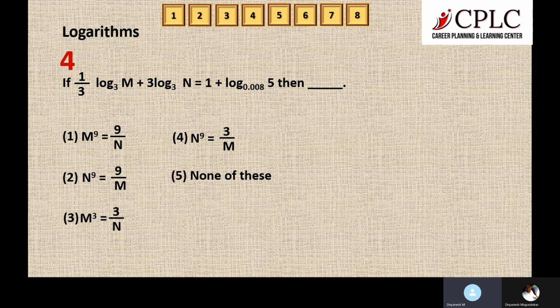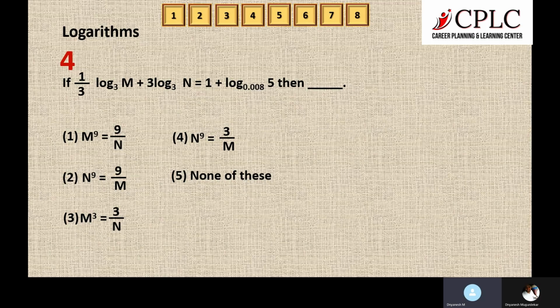And you'll understand that. So what we have, 1 by 3 log m to the base 3 plus 3 log n to the base 3 is equal to 1 plus log 5 to the base 0.008. Then which of the following expressions will be holding true? So we'll need to simplify this first. What we can do is, if we simplify the left hand side, again you are seeing that 1 by 3 and 3 has come at the starting part, and try to think of one step before that step, why these numbers are ahead. So obviously they should have been in the powers in the previous step.